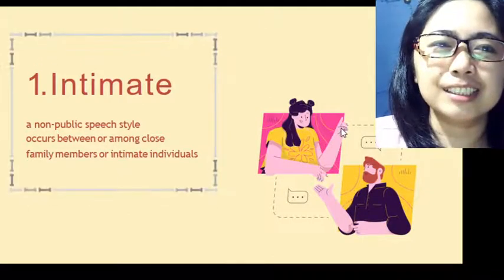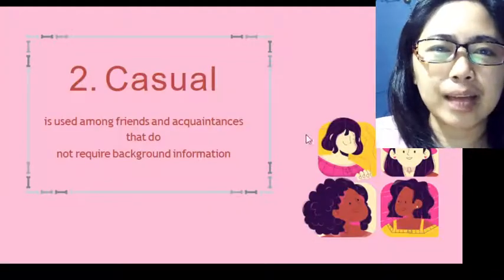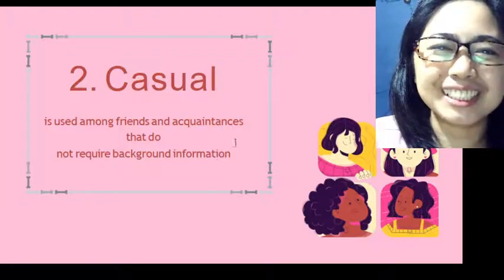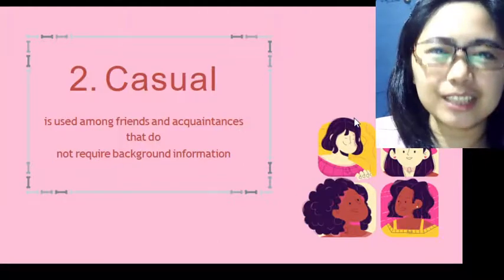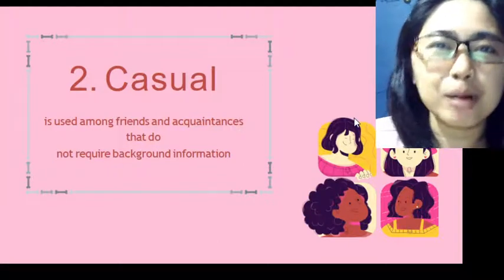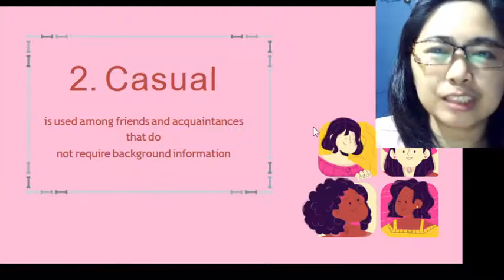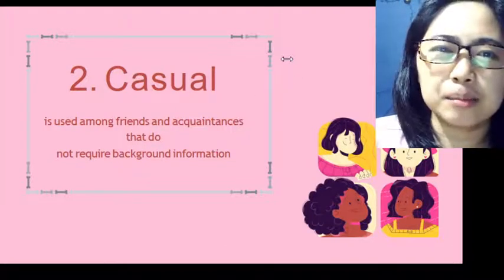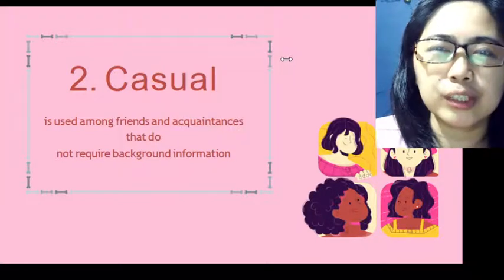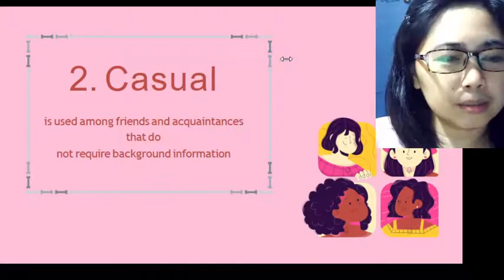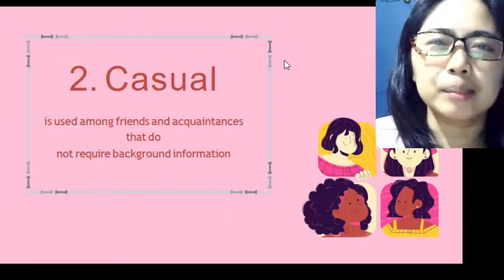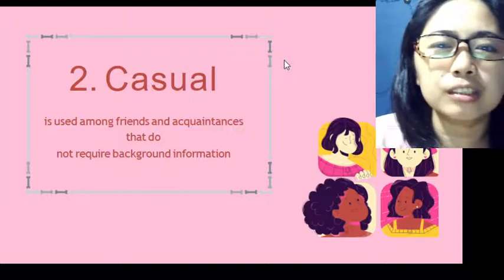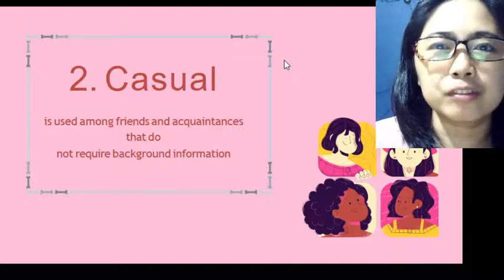Next to intimate, we have the casual. The casual speech style is a style that you can use among your friends. You can share this with your friends. This type doesn't need background information, so you can use different expressions. You can use slang words, street language, or gay language with your friends.